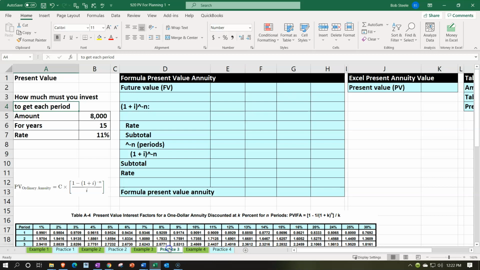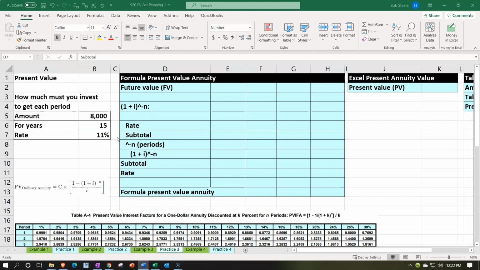Let's go to practice problem 3, which is going to be slightly different this time. We're breaking things out, switching things up. We got the present value. We want then how much you must invest to get each period. So now we want each period like an annuity. We want to get paid $8,000 each period. Once again, we're thinking about where we want to go, which is 8,000 each period, and we want to look at that in terms of an annuity and say, okay, what if we had an annuity of 8,000 for 15 years at the rate that we came to of 11%?